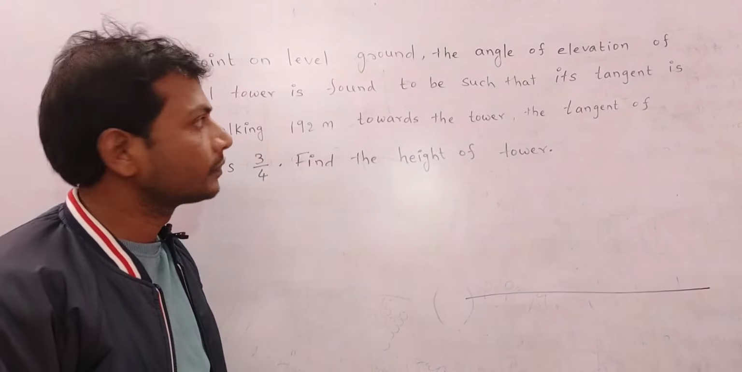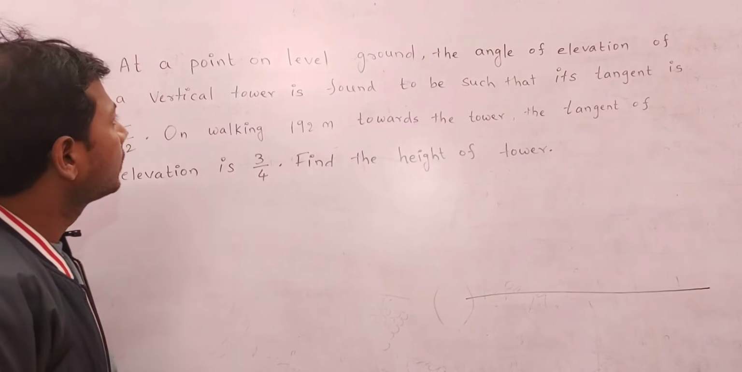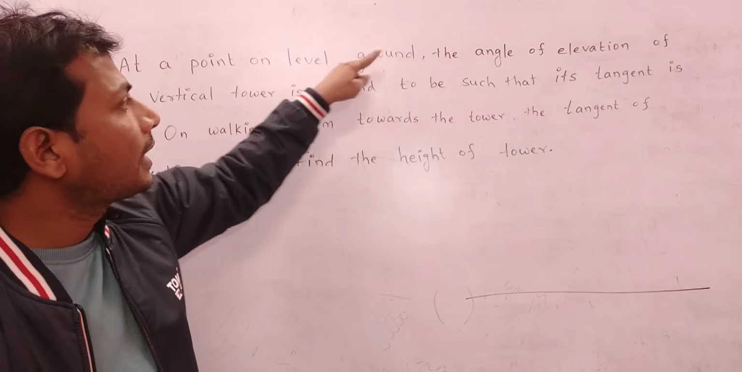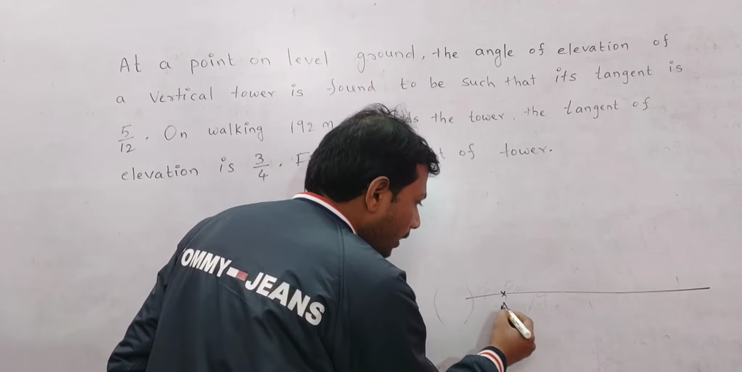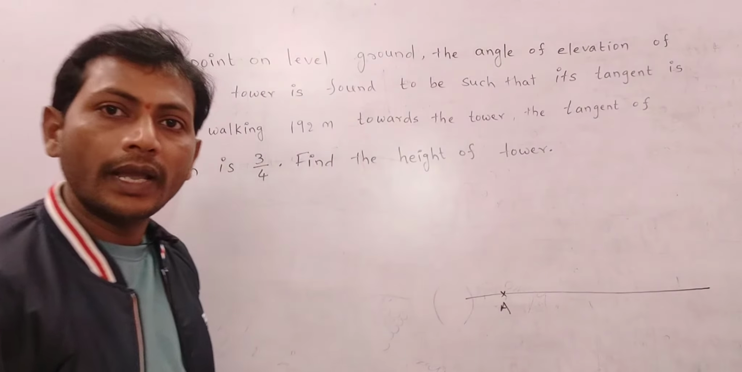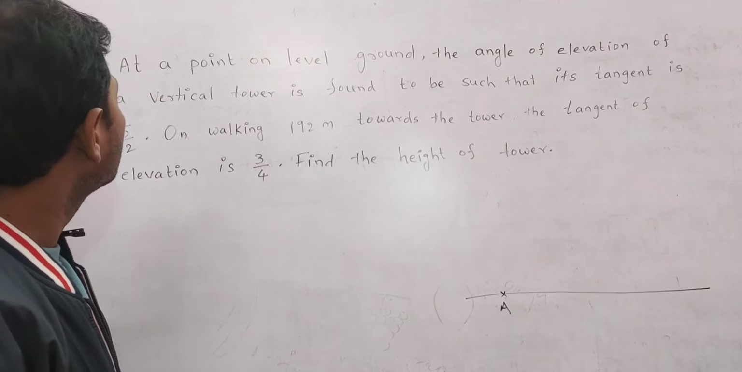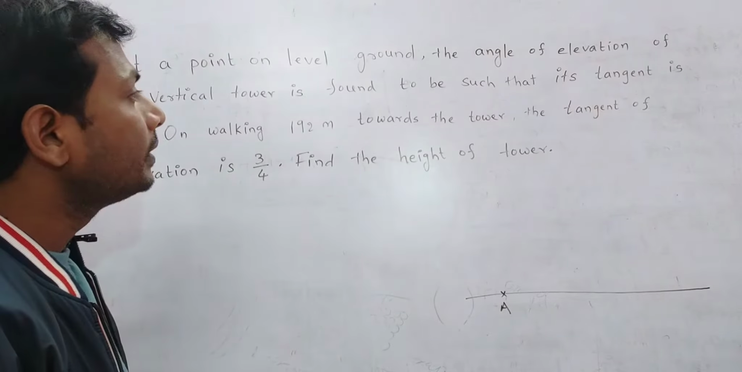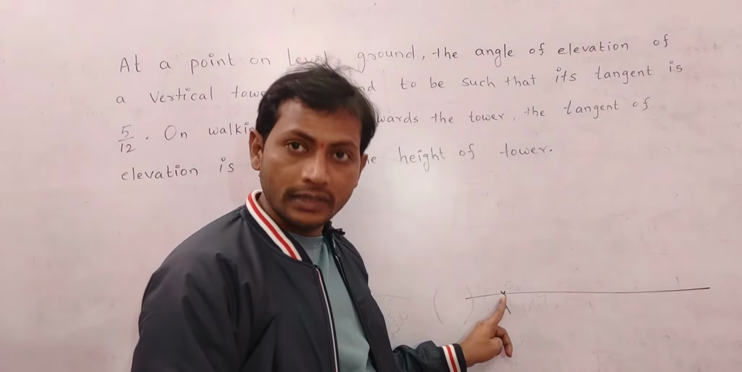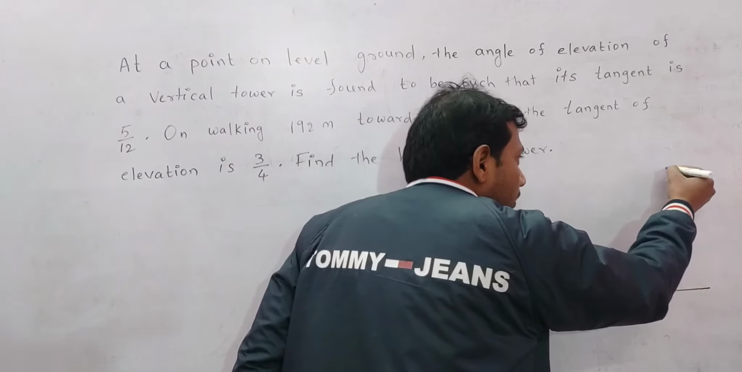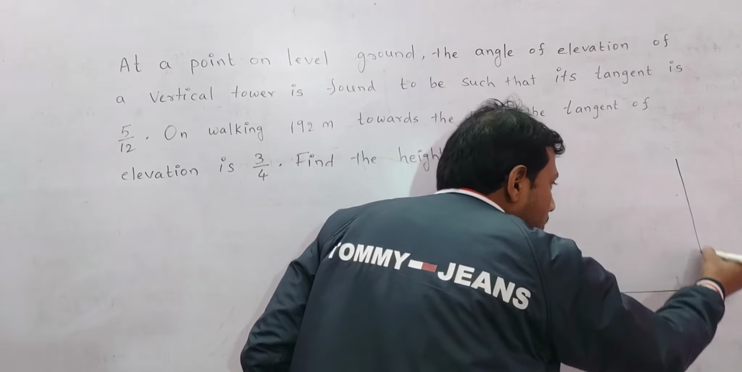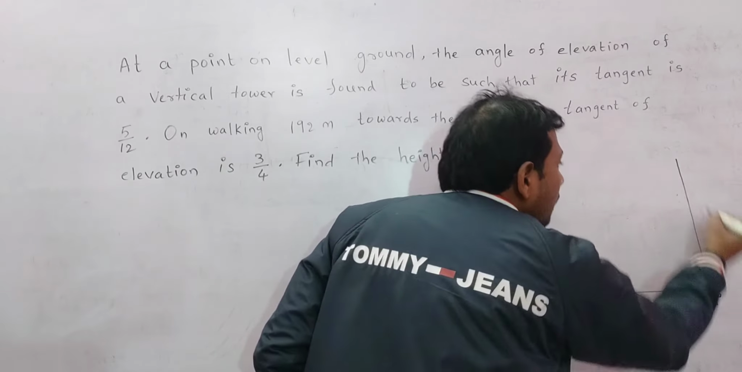Meaning earth. And another thing, what is given is that one point is there on the ground. Suppose I take this as the one point on the ground. That point I have taken as A. The elevation of the vertical tower is found to be such that its tangent is 5 by 12. Meaning one person is seeing from this point. One tower is there, somewhere I am going to make this tower, and I am giving it the name PQ.